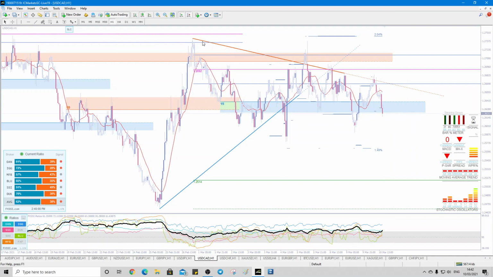We do need some risk on because that way the dollar will weaken. And also keep an eye on the oil as well. It's a bit of a tricky one, but it's looking promising.